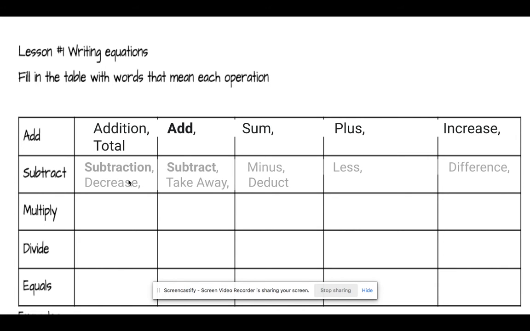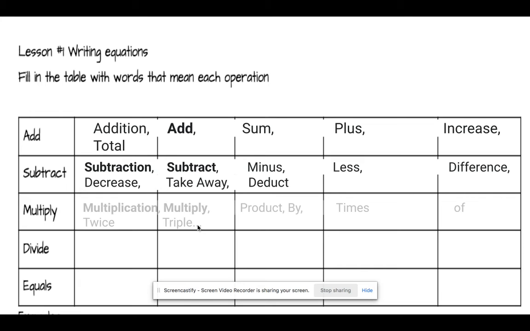For subtraction, some words that might mean that you need to use the operation subtraction would be the words subtraction, subtract, minus, less, difference, decrease, take away, deduct. We use difference and less quite a bit. And stop the video, make sure you filled out subtract.